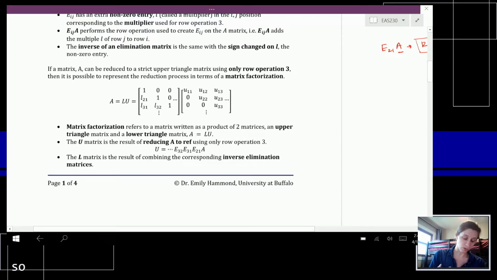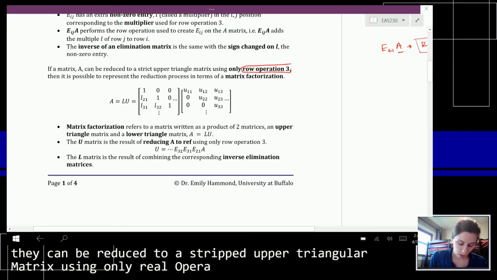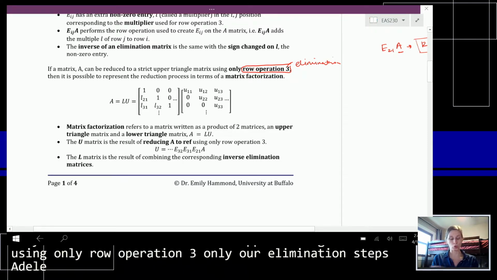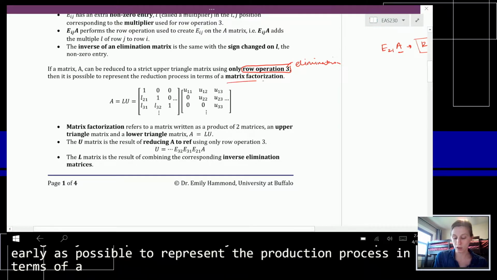So it turns out that if a matrix A, the A matrix in a system of equations for pretty much all of these applications, can be reduced to a strict upper triangle matrix using only row operations, using only our elimination steps, then it is possible to represent the reduction process in terms of a matrix factorization.